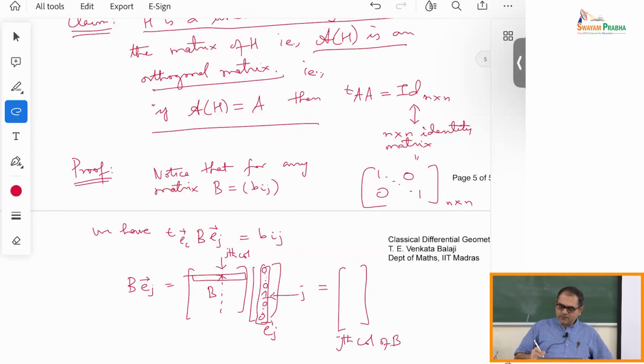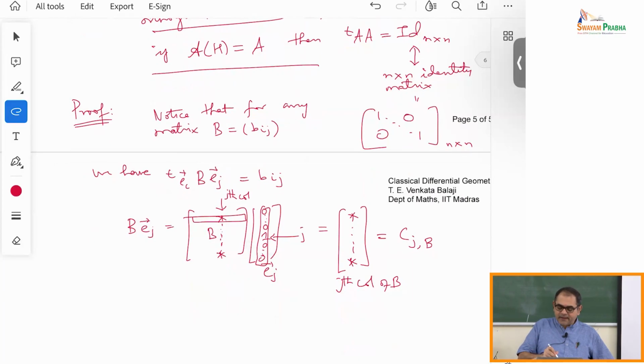All these things I have put a star. And this, if you want, is CJB, the jth column of B. Now if you take the jth column of B, I have to pre-multiply by transpose Ei. So transpose Ei B Ej. Mind you, matrix multiplication is associative, I can do it in any order. So this will be equal to transpose Ei multiplied with this CJB.